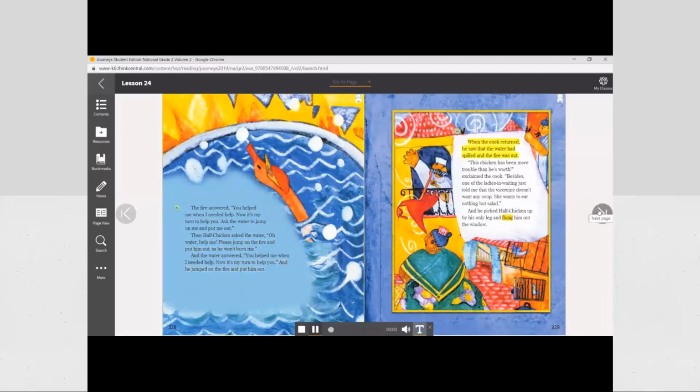When the cook returned, he saw that the water had spilled and the fire was out. "This chicken has been more trouble than he's worth," exclaimed the cook. "Besides, one of the ladies in waiting just told me that the viceroy doesn't want any soup. She wants to eat nothing but salad." And he picked Half Chicken up by his only leg and flung him out the window.